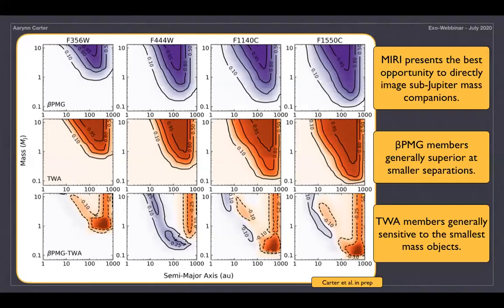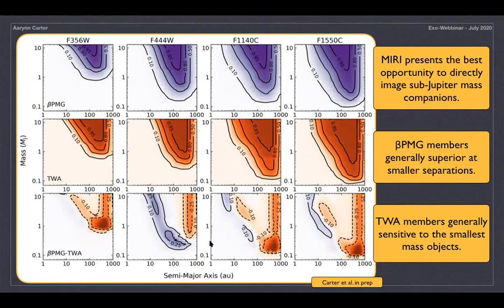So I've done that, and I broke it down here in terms of the 64 Beta Pictoris objects and the 30 TWA objects. And in general, you can see, irrespective of moving group, towards the longest wavelengths, with MIRI, you're observing the lowest mass, sub-Jupiter mass exoplanetary companions. And between the two, you can also draw some comparisons in that the Beta Pictoris members are generally superior at the smaller separations. And this is because they tend to be closer to us than TWA members. So the same angular separation corresponds to a smaller physical separation.